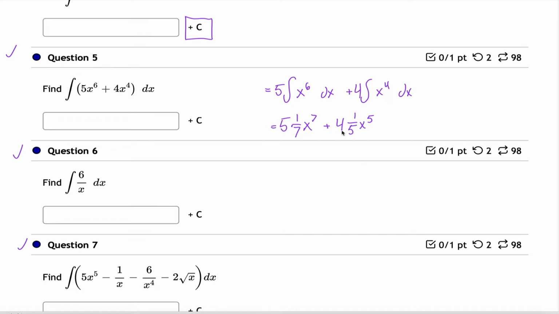Could leave your answer like this, but nobody does. Maybe it's a little bit prettier if I write it as 5x to the 7th over 7, plus 4x to the 5th over 5. Sure, that's one way you could write this answer.